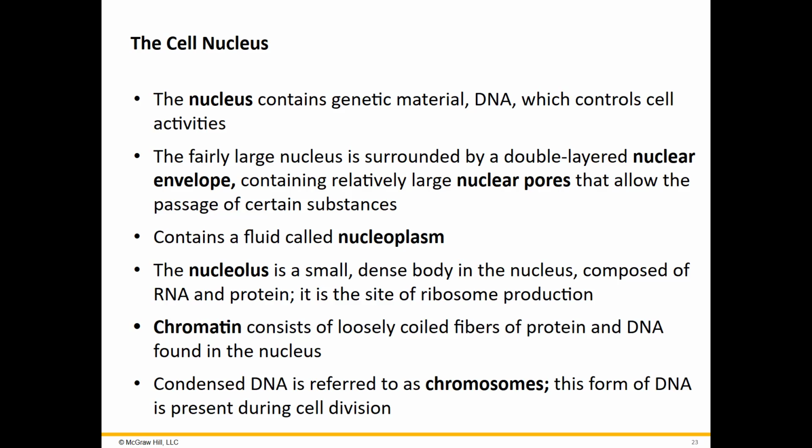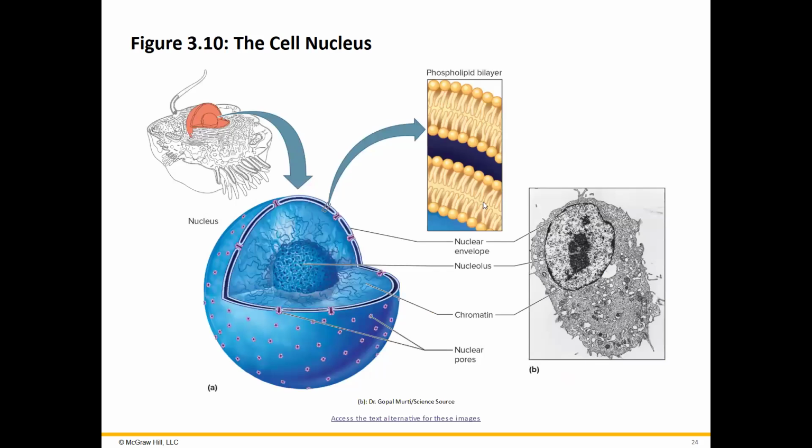So when the DNA is just naturally sitting in the cell doing its daily cell stuff, we call it chromatin. When it's getting ready to divide and form cellular reproduction, that DNA, that chromatin, condenses into tightly packed structures called chromosomes.